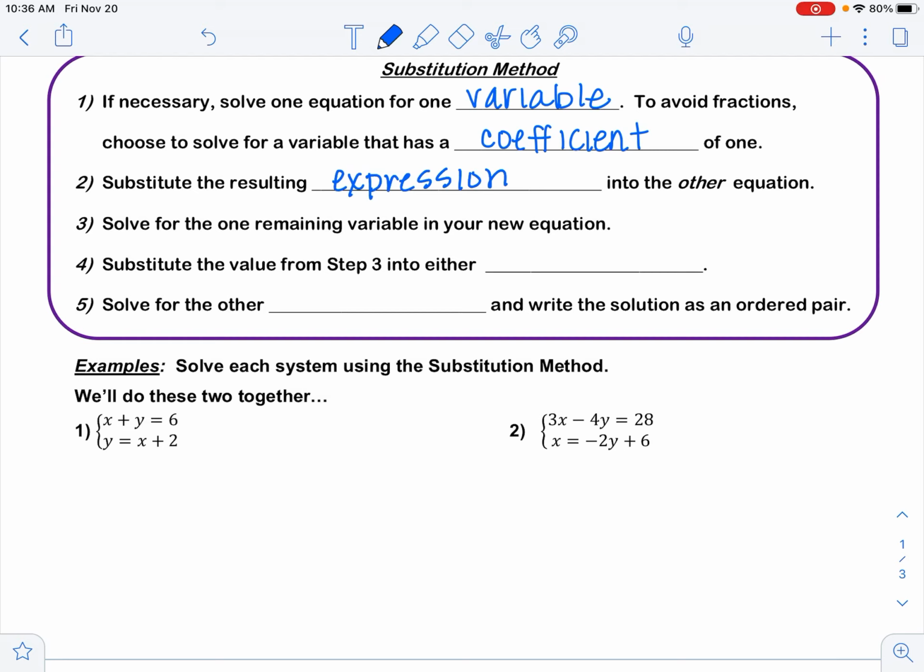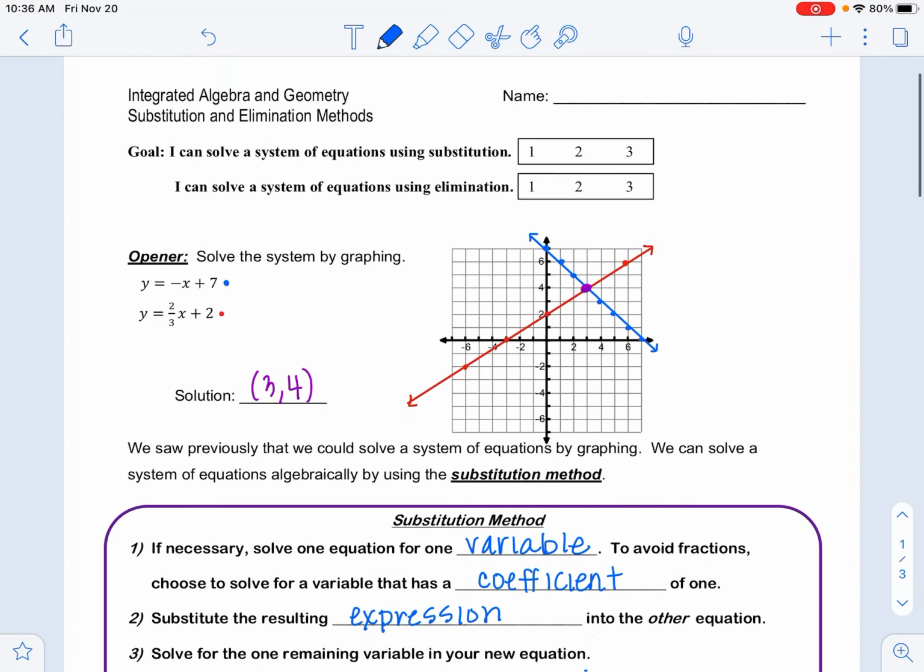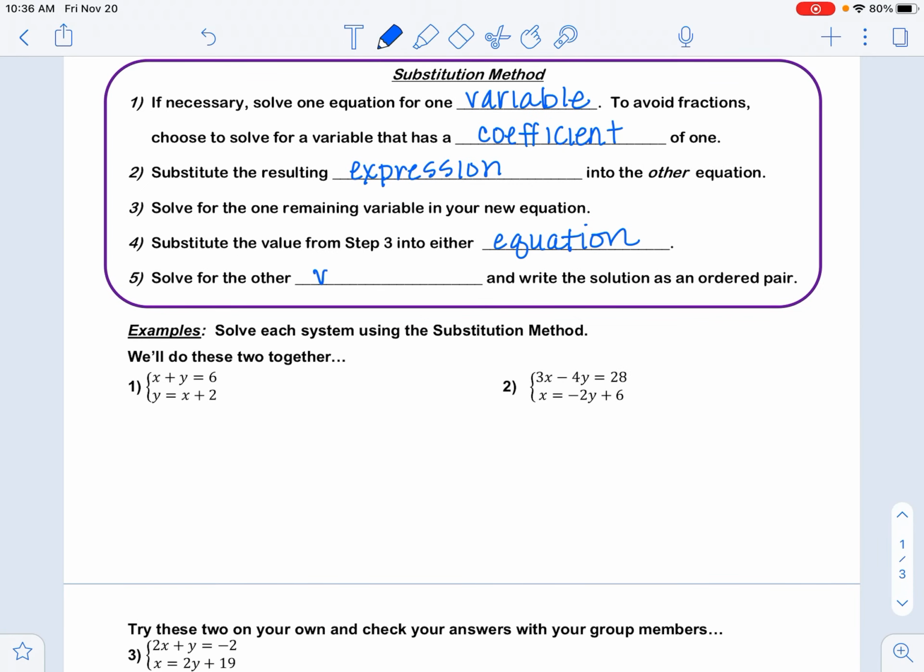Once you substitute that expression into the other equation, you're going to solve that equation for the variable that's in it. You're only going to have one variable now. Once you get that value, you're going to take that value and you're going to substitute it from step 3 into either equation that you started with. And then you're going to solve for the other variable.